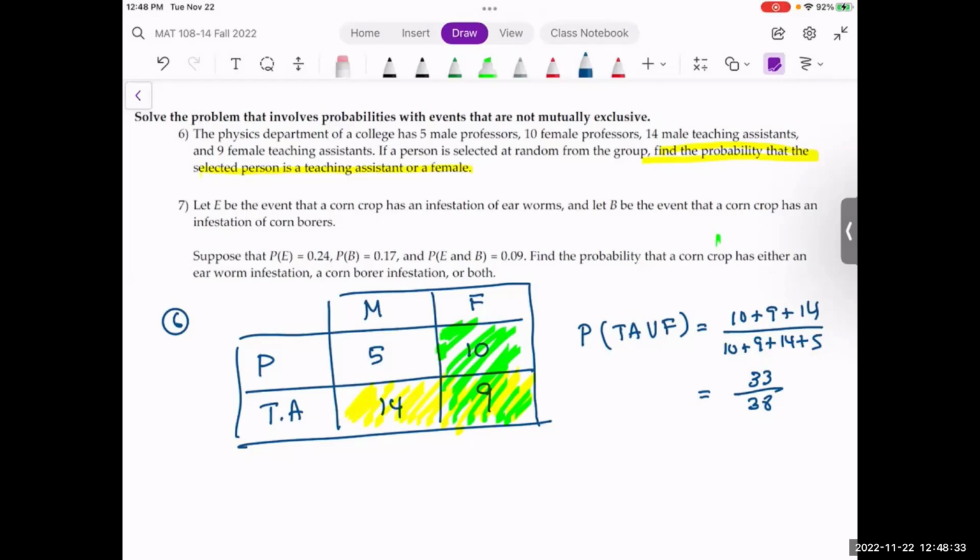Somebody turn it into decimal, please, for me. Okay, thank you. So 0.88, but it is a fraction. That's good enough.